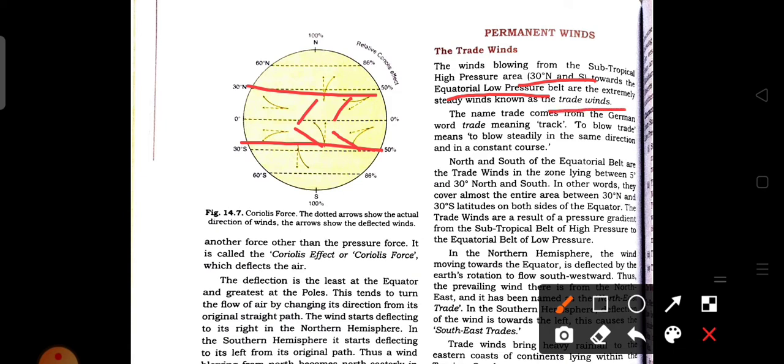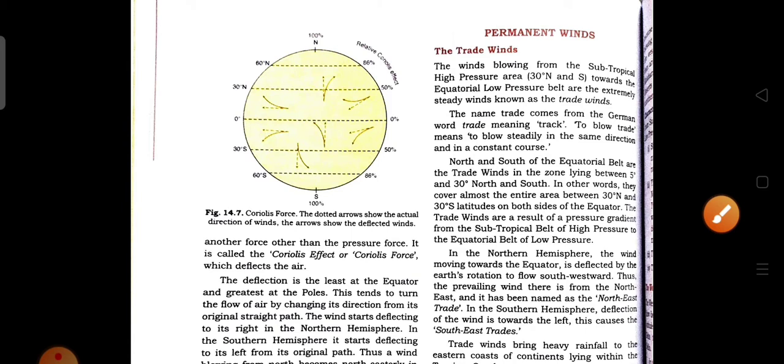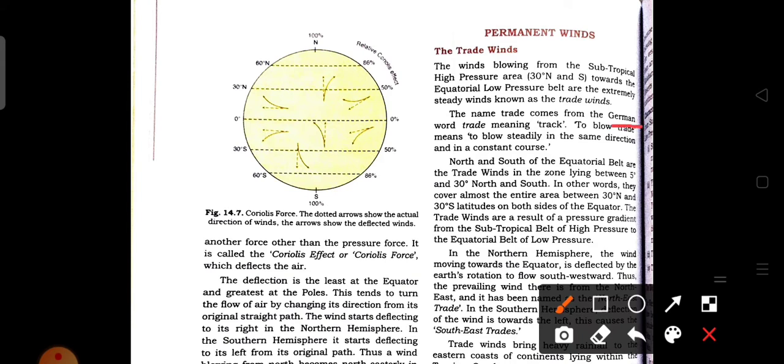The wind that blows from the subtropical to the equatorial region is known as trade wind. After this we have to know about the term trade. The term trade comes from the German word which means track. To blow trade means to blow steadily in the same direction, as we call it the permanent wind. So throughout the year it blows in the same direction in a constant course.